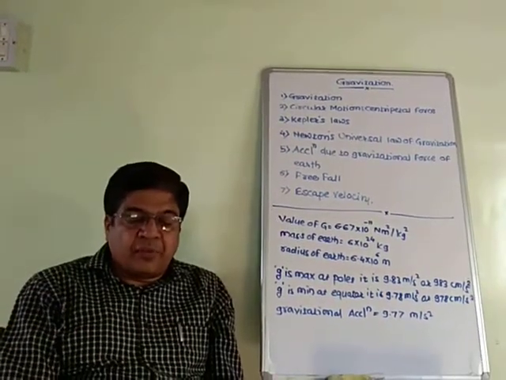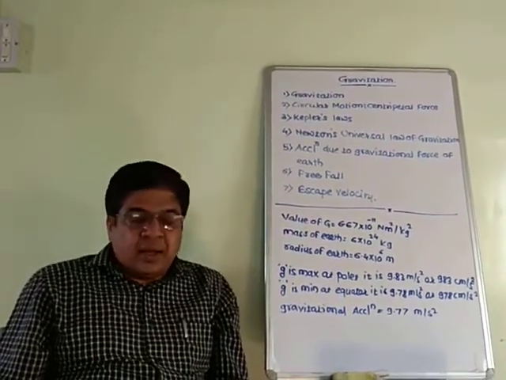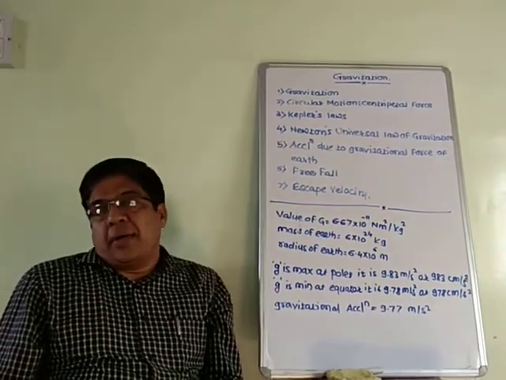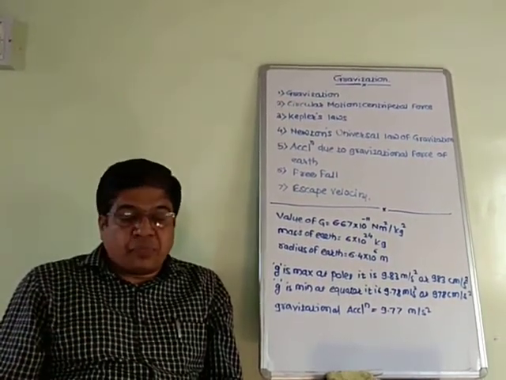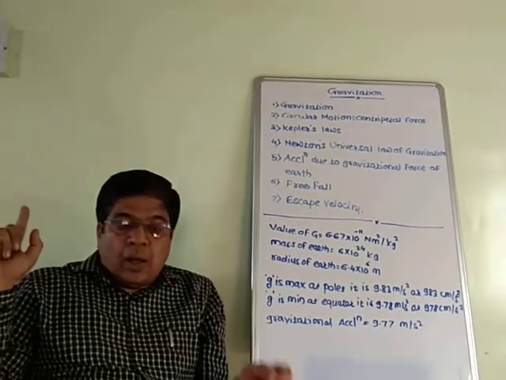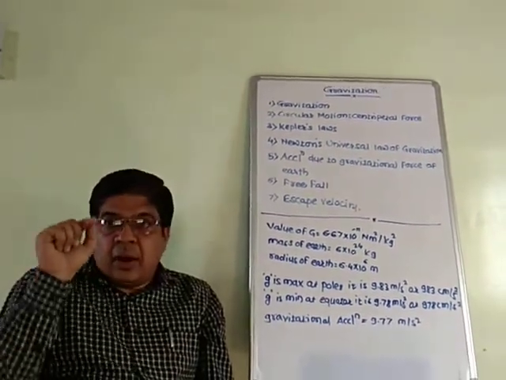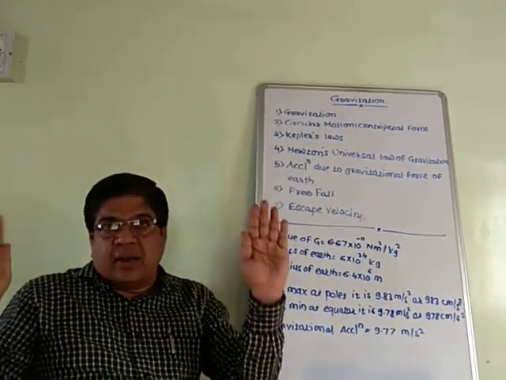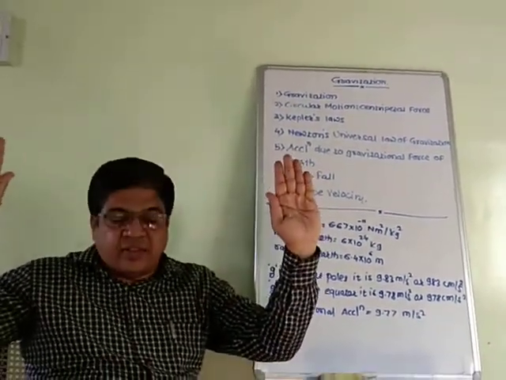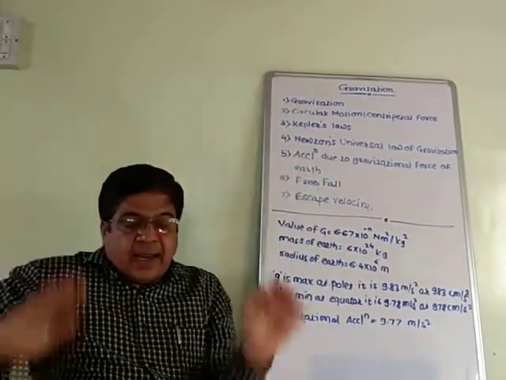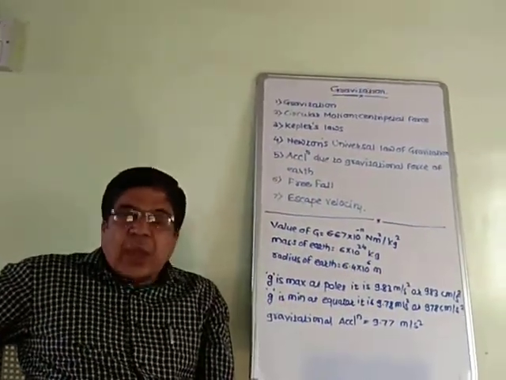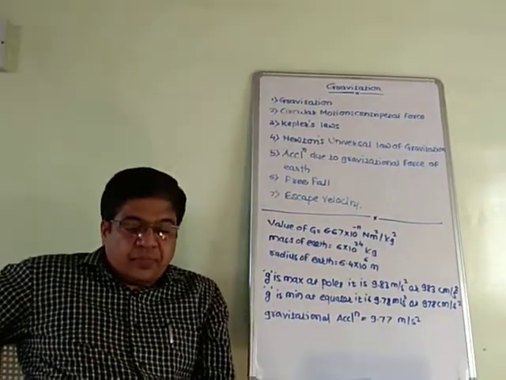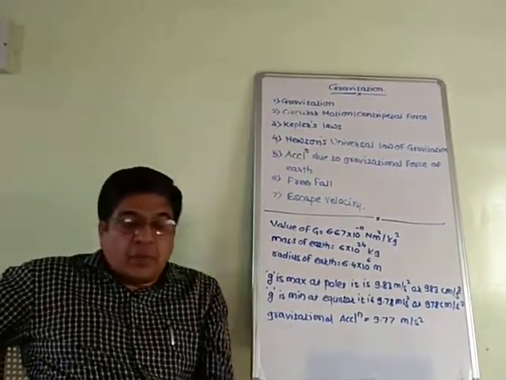Kepler's first law is that the orbit of a planet is an ellipse with the sun at one of the foci. Understand clearly the line joining the planet and the sun. Suppose this is a planet and this is the sun. The line joining the planet and the sun sweeps equal areas in equal intervals of time. This is Kepler's second law.